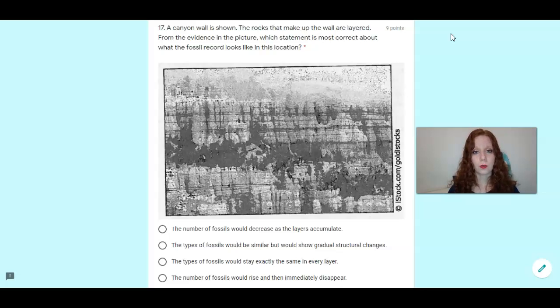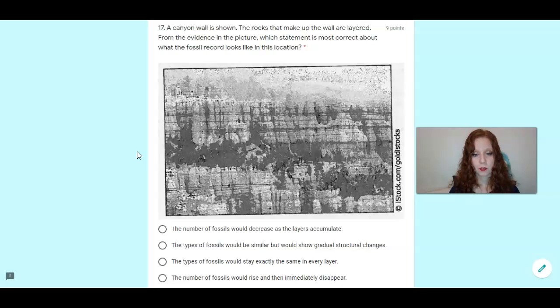A canyon wall is shown. The rocks that make up the wall are layered. From the evidence in the picture, which statement is most correct about what the fossil record looks like in this location? So we have a semi-terrible black and white image here, but you can see the layers in the rock. Not super detailed or anything, but you can tell there are layers there. So let's look at our answer choices and see what they're wanting from us. The number of fossils would decrease as the layers accumulate. Well, I mean, there's no real evidence from this picture to kind of back that up, so let's keep looking.